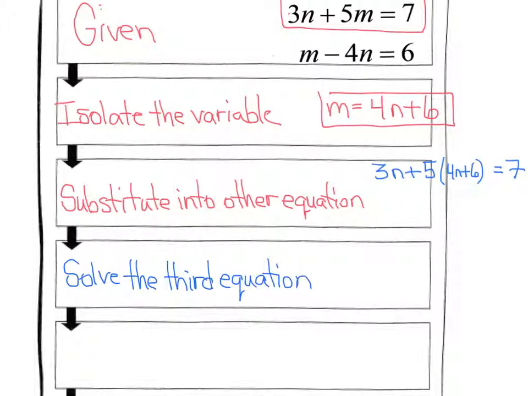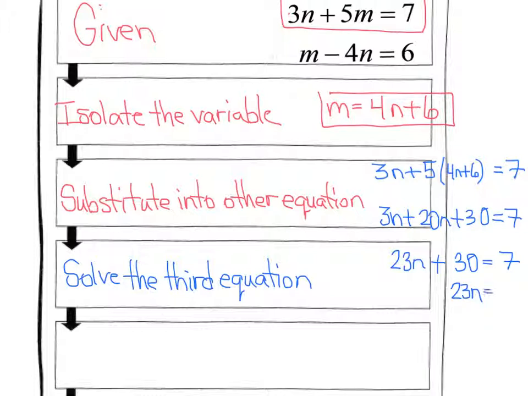Now using our properties of equality, first we'll do the distributive property. So 3n plus 20n plus 30 is equal to 7. Combine like terms. So, whoa, 5 times 6. Wait, 5 times 4n. Oh, yeah, that's right. So now I combine like terms, so I get 23n plus 30 equals 7. I'm going to subtract 30 from both sides. So 23n equals negative 23. And now I'll divide by 23. So n equals negative 1.